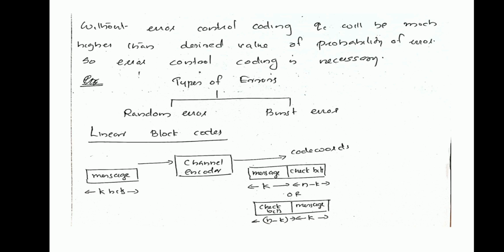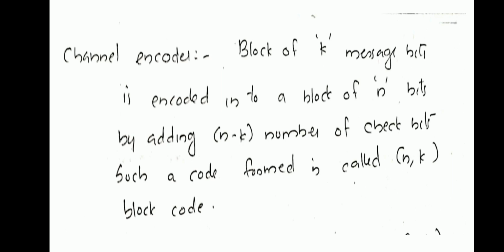If it is possible to differentiate the message and check bits, then we call it a systematic code. If it is mixed up, meaning we can't identify which are message bits and which are check bits, then we call it a non-systematic block code. Here the channel encoder accepts k message bits and generates a code word of n bits, in which n minus k bits are check bits. A block of k message bits is encoded into a block of n bits by adding n minus k check bits. Such a code is called an (n,k) block code.